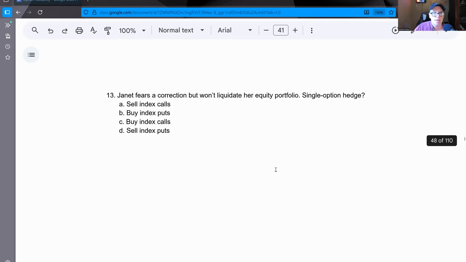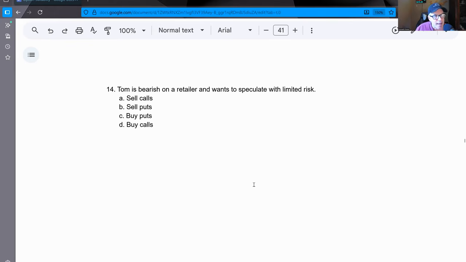Janet fears a correction but won't liquidate her equity portfolio. Single option hedge will either sell a call or buy a put. I don't want to sell the call because I don't want to be forced to sell, so I'm going to buy a put. And again, if she owns a broad, diversified portfolio, broad-based put, broad-based index. If it's a single sector, narrow-based index puts. I love it.